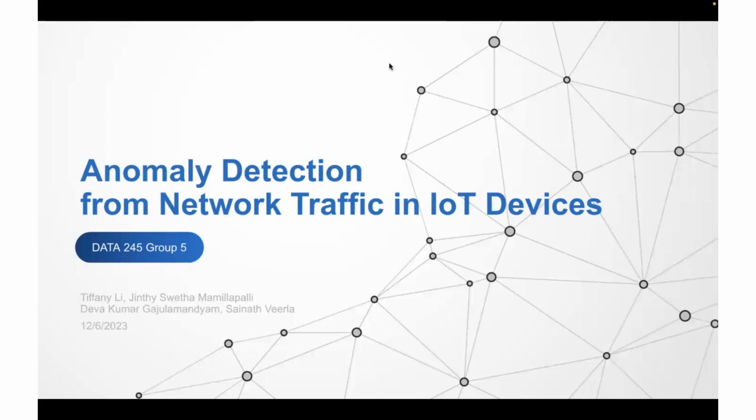Hi everyone, we're Data 225 Group 5. Our project objective is to apply machine learning to analyze IoT network traffic for hidden patterns and anomalies.